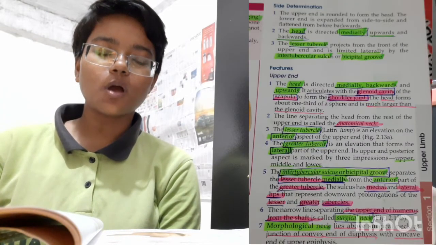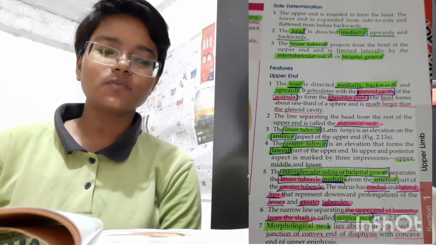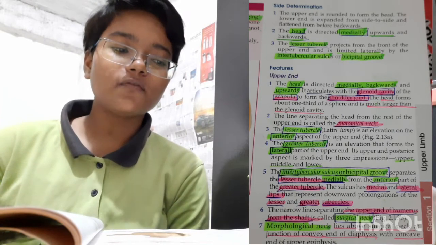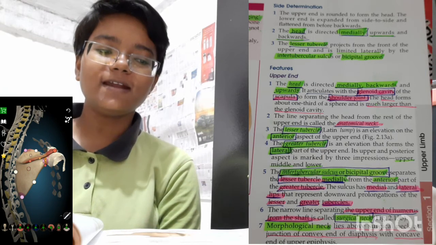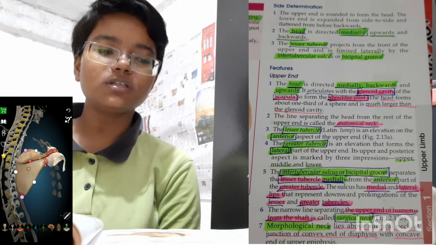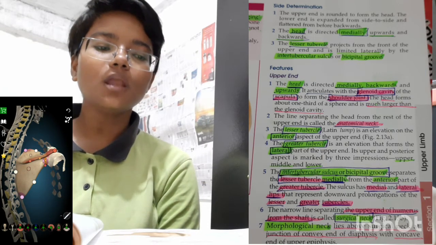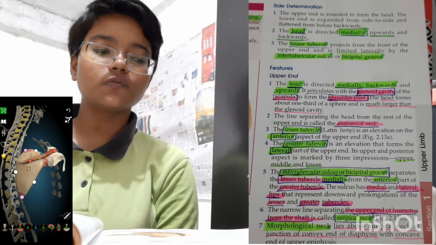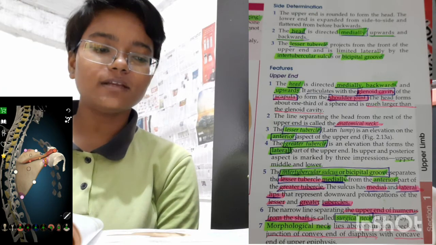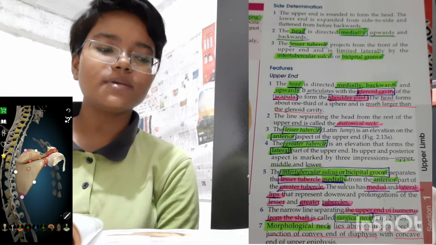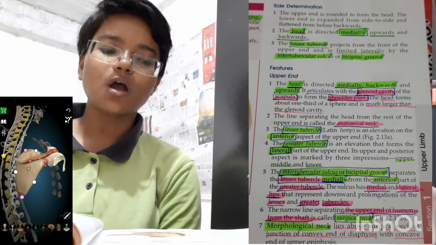Side determination: the upper end is rounded to form the head. The lower end is expanded from side to side and flattened from before backwards. The head is directed medially, upwards and backwards. The lesser tubercle projects from the front of the upper end and is limited laterally by the intertubercular sulcus or bicipital groove. Features: upper end.